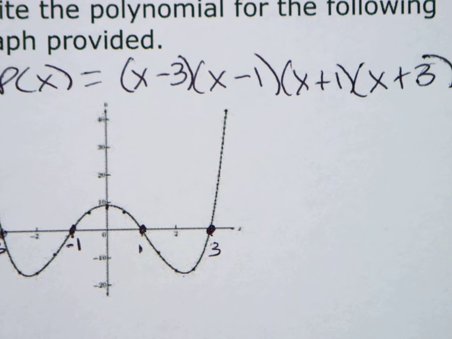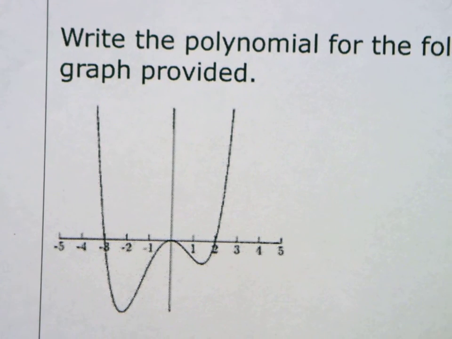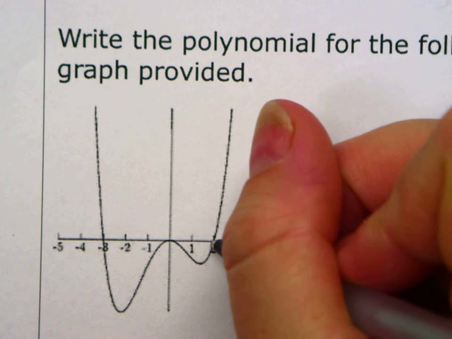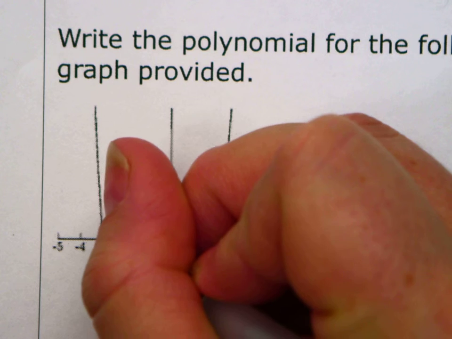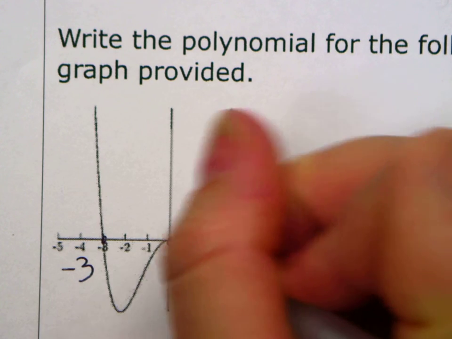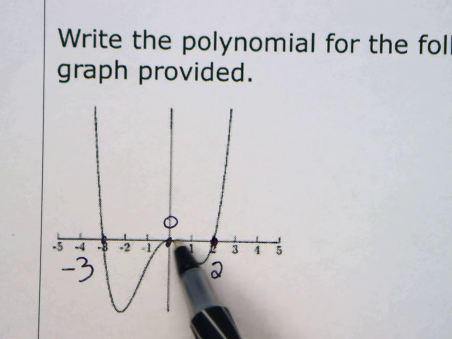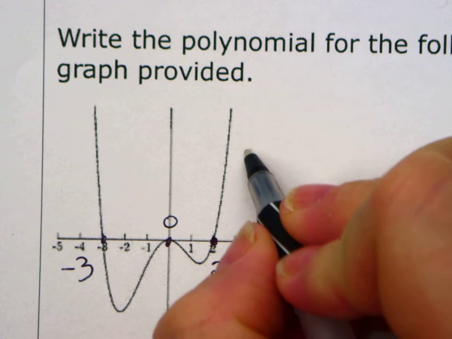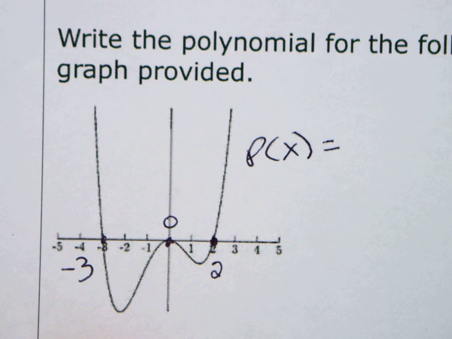The next one, same idea, a little bit harder. All right. So look at this one. Now this one's a little different. You have 2, 0, and -3. That's -3, that's 2, and that's 0. How is this one different, though? What's happening at 0? It's got that parabola-looking thing at 0. So when you write your polynomial, how are you going to write that?